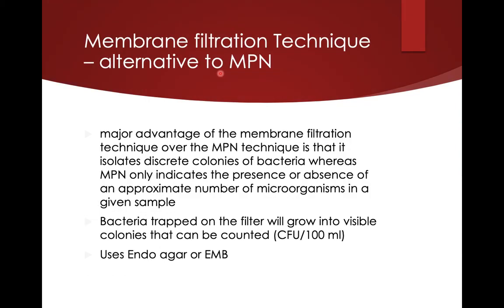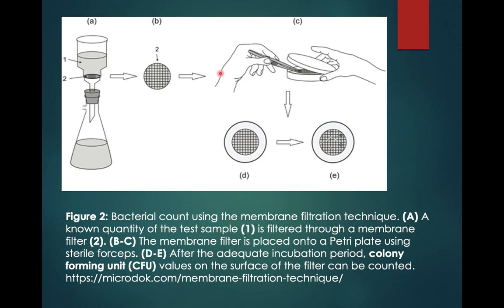The major advantage of the membrane filtration method over the MPN method is that it isolates discrete colonies of bacteria, whereas in MPN we usually cannot do that because we start with a very mixed sample. Also, bacteria trapped on the filter will grow as visible colonies. It is easy, because you just touch the filter to the growth medium, and if the cells are transferred, they will grow as colonies. After the transfer, we can expect growth of the colonies.